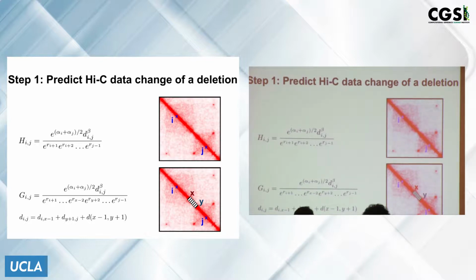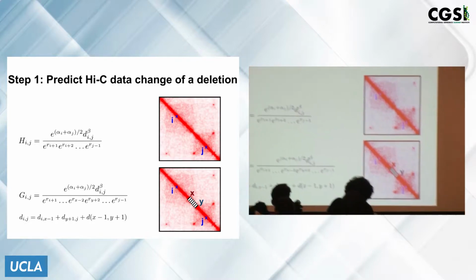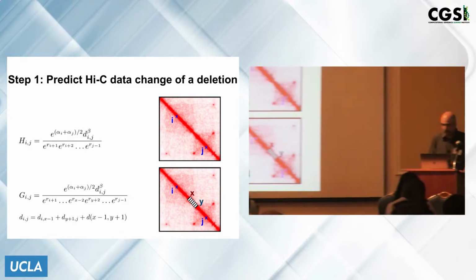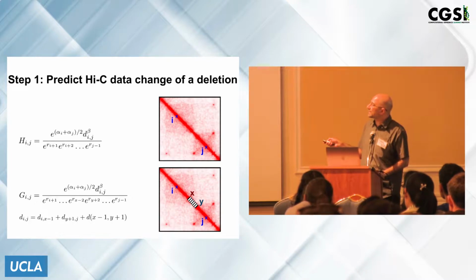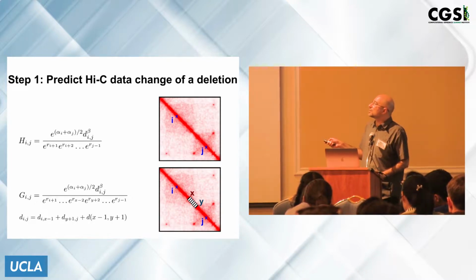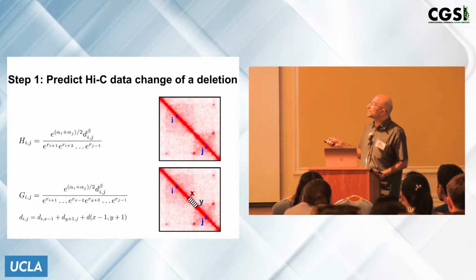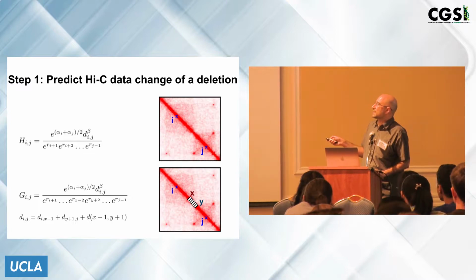Any questions? Okay. So assuming that we have the Hi-C matrix, then we have solved our step one problem. We had a Hi-C matrix, we had the deletion, and we calculate the new Hi-C matrix after deletion using this approach. Then the question is, what are the expected changes in interactions given the first Hi-C matrix and given the second Hi-C matrix.